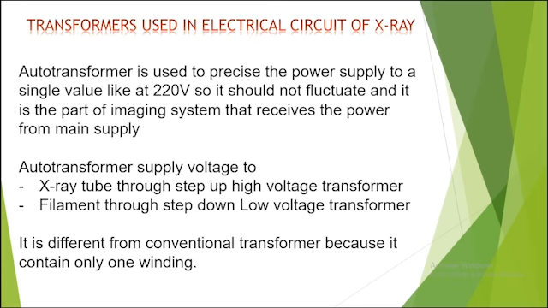Transformers used in the electric circuit of X-ray. An auto transformer is used to keep the power supply precise at a single value, like 220 volts, so that it should not fluctuate, and it is the part of the imaging system that receives the power from the main supply.